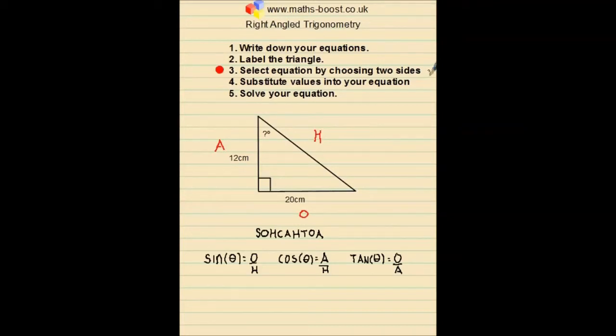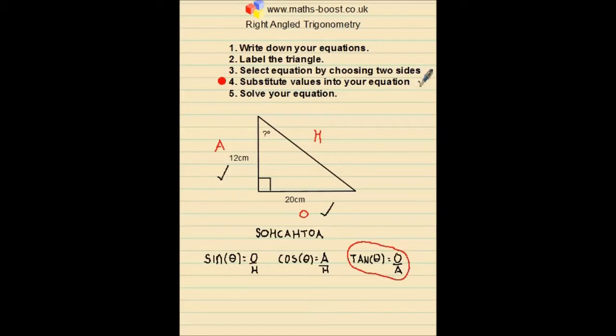Step 3, we choose the two most important sides of the triangle. Now, we haven't been asked to find the length of a side, so there's nothing to tick there. So we go to the next most important side, which is any side that gives us information. And the adjacent side we know is a length of 12 centimeters, and the opposite side is a length of 20 centimeters. Now, the only equation that features both opposite and adjacent is this equation here.